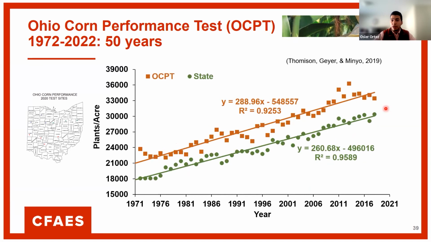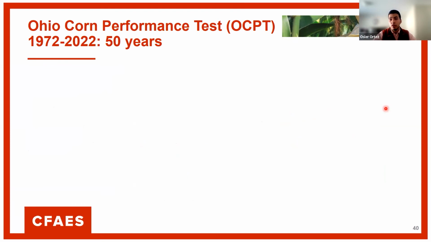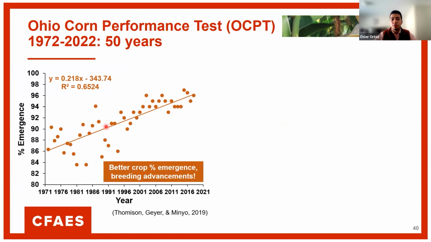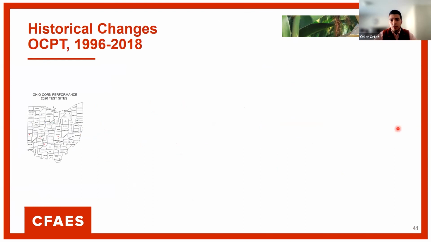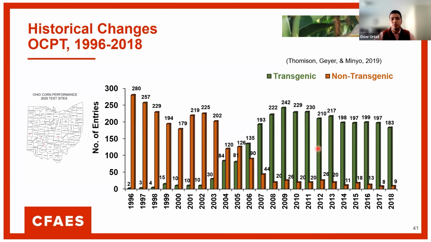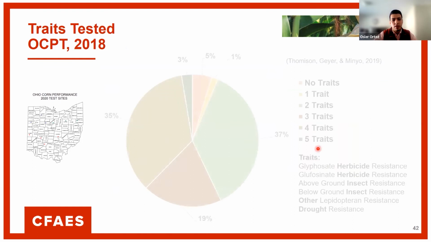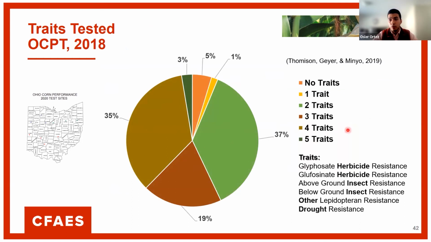Seeding rates per acre have been increasing. Definitely having more plants per unit of area has been one of the drivers for higher yields. The percentage of emergence has been increasing over time. That's a good thing. Breeding efforts have been giving good results. Decreased lodging, very important, better standability. Transgenics and non-transgenics, there have been shifts over time towards more or less. So we need to keep in mind what traits are available and how we can make them suitable for our conditions. And referring to traits, most of the hybrid entries that we have had in the program come from 2, 3, or 4 traits together. That's probably due to resistances being built up in our crop.